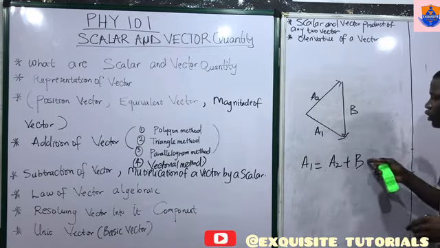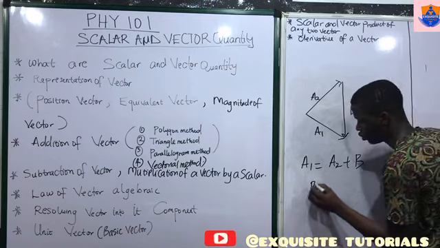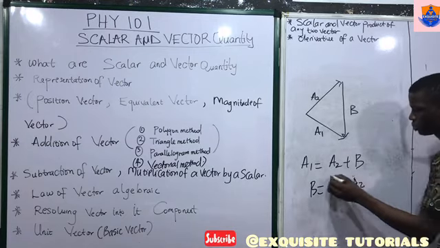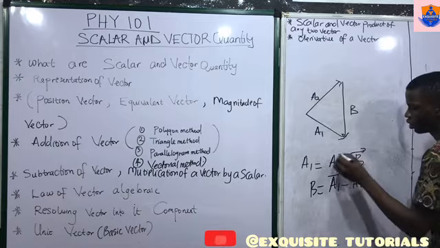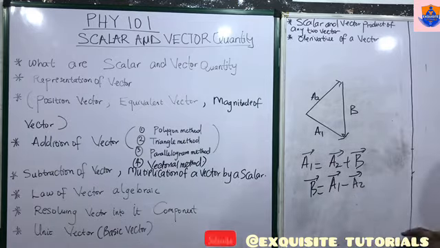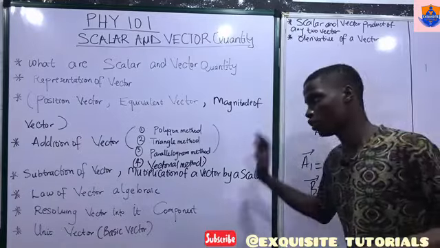How can I get my vector b? My vector b is therefore equal to what? a1 minus a2. Remember, all these are vectors. So that is that under subtraction of vectors.